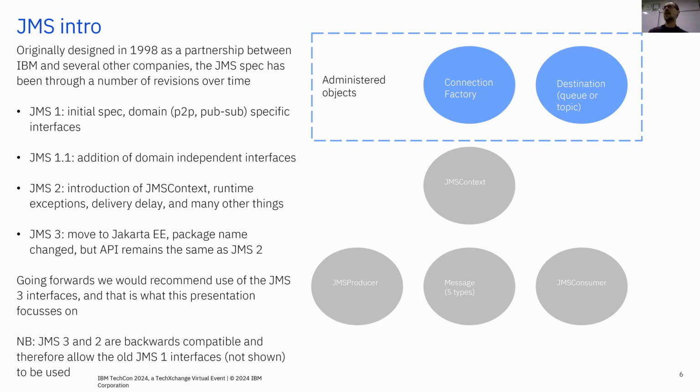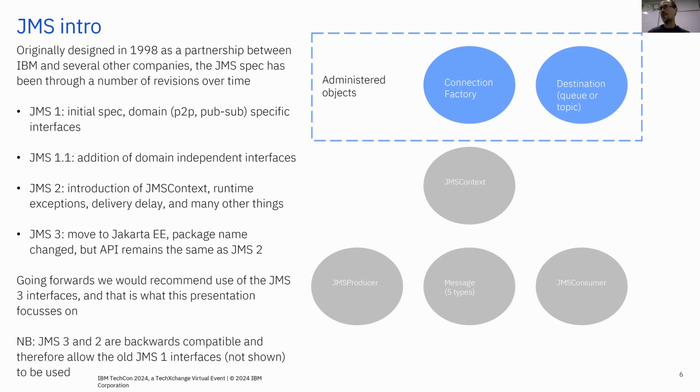And you can see on the right-hand side of the screen a high-level view of the main classes. And there's two sets. There's administered objects, which are the things up top, and then there's the main APIs that you use for actually writing your application, and those are the ones in grey down the bottom. So the administered objects are really there to abstract away configuration. They represent how you connect to a messaging provider such as MQ.